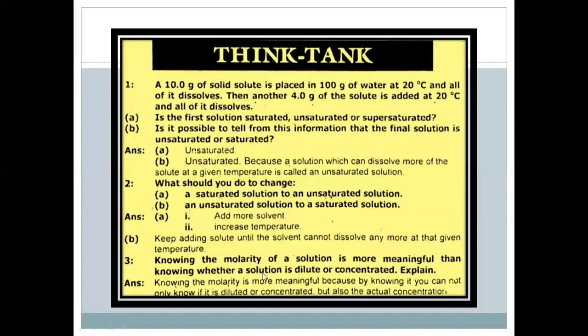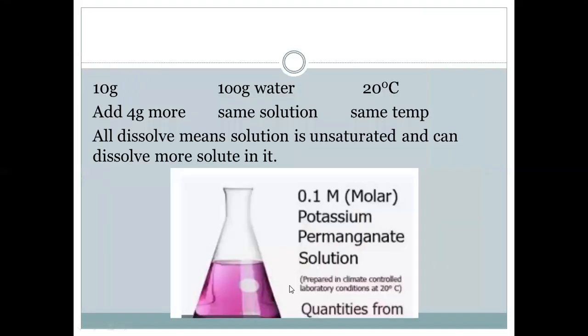Question number 3, knowing the molarity of a solution is more meaningful than knowing whether a solution is dilute or concentrated. Explain. If we have in a lab a solution and nothing is mentioned on it, and a second solution on which molarity is mentioned, that it is 0.1 molar solution, and in a practical we need 0.1 molar solution, so which solution will you take? The one on which it is mentioned that it is dilute, or the one on which the exact concentration is mentioned? It's understood that we will take the one on which the exact concentration is mentioned, because we know it is 0.1 molar and we will directly use it.